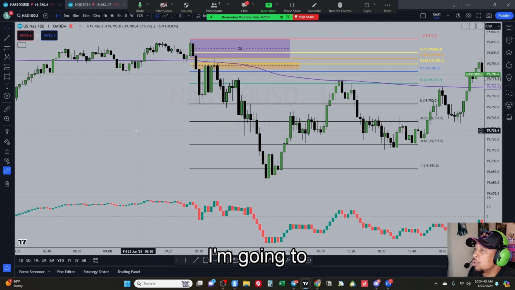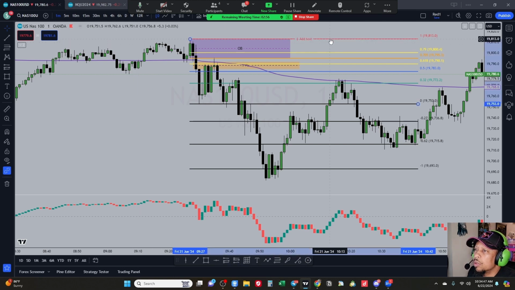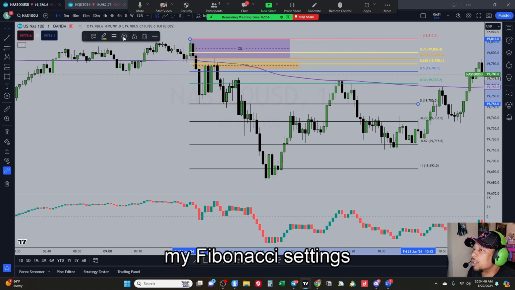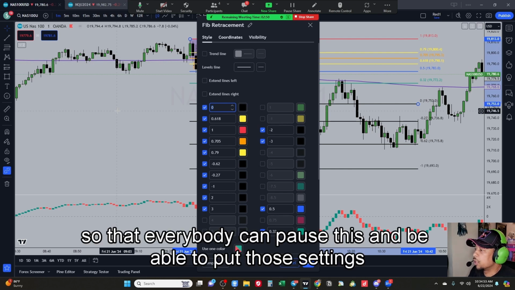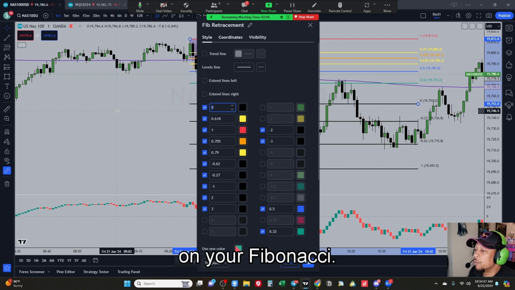I'm going to put up my Fibonacci settings for the sake of the video, so that everybody can pause this and be able to put those settings on your Fibonacci. Of course, this is TradingView.